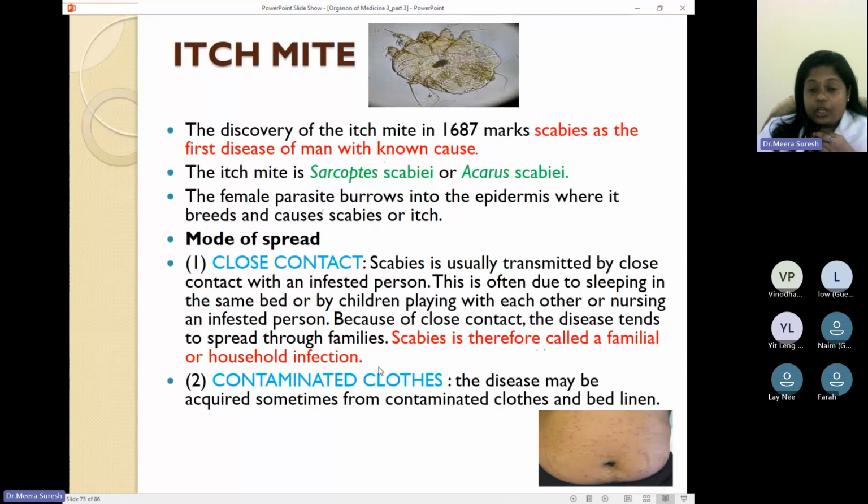This is important for MCQs. In the treatment of scabies, if a patient comes to you and you understand it is scabies, do remember that it is a familial disease. So you shouldn't target the treatment only to that particular person. The whole family should be targeted. Then only will it be effective. It can also spread by indirect contact, that is, through contaminated clothes or even bedding.